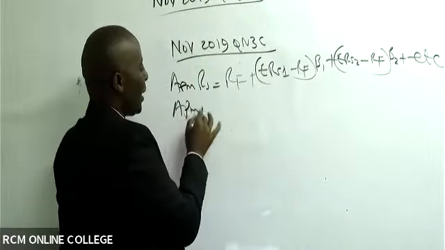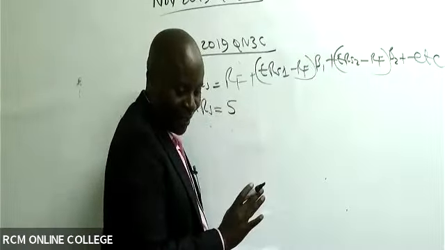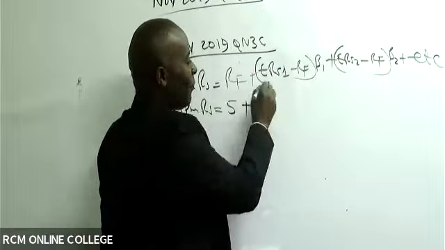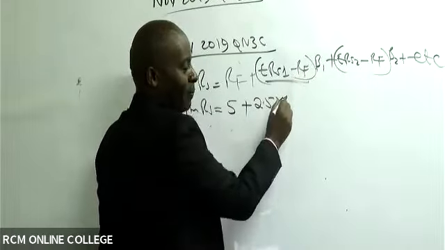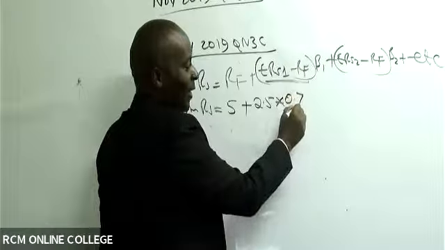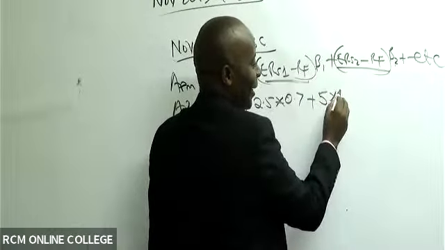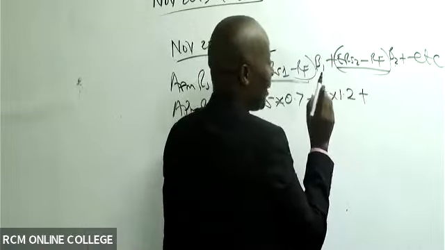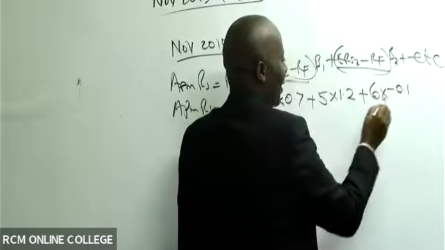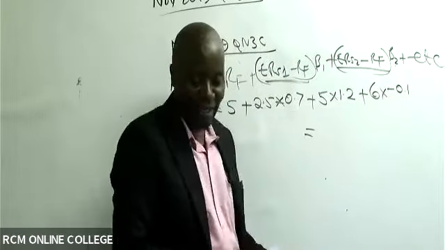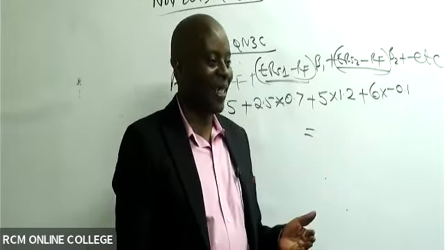So APT returns will be equal to risk-free, how much? 5 percent. Yes. Plus, are you able to see the first premium? 2.5. Yes. Times the first beta? 0.7. Plus the second premium, 5, times the second beta, 1.2. Plus the third premium, 6, times 0.1. Now put that whole figure in the calculator. 12.15. How much did you have?